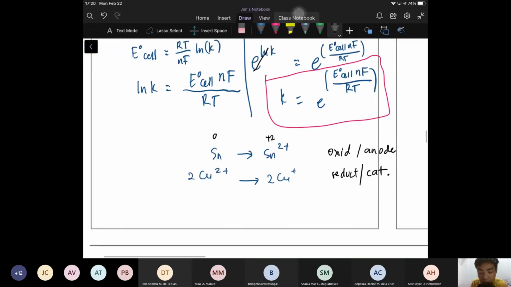Okay. Solve na natin yung E not cell. Okay. So solving for E not cell, urong ko lang tong equation na to dito.